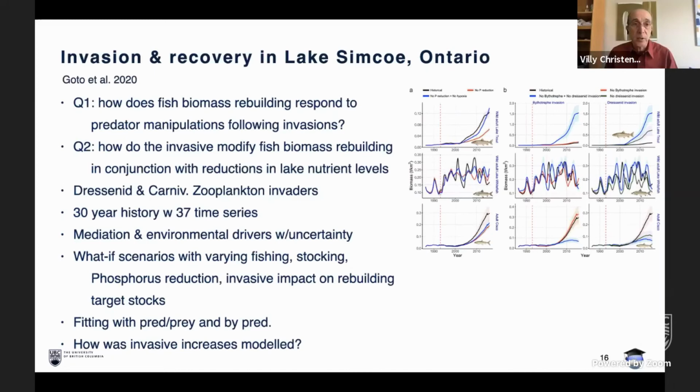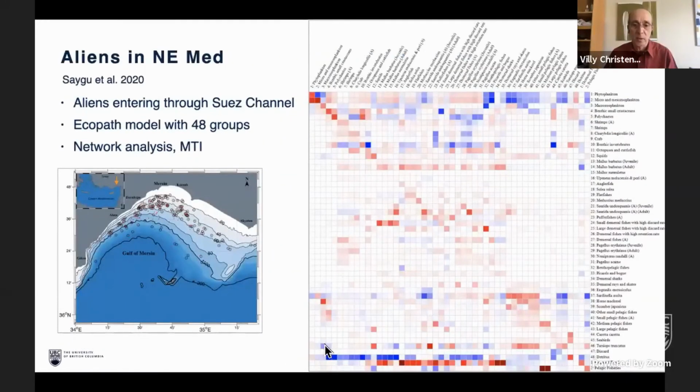They have a lot of data, 30-year history with 37 time series, and used mediation and environmental drivers. They even looked at the uncertainty associated with the environmental drivers, and then addressed various what-if questions with fishing, stocking, and nutrient reduction, and invasives, how it would impact the rebuilding of target species. It wasn't quite clear for me how they modeled the increase of invasives when I was reading this paper a few days ago. I told you it's going to be a long shopping list of papers. We're not there yet, but we're getting closer.